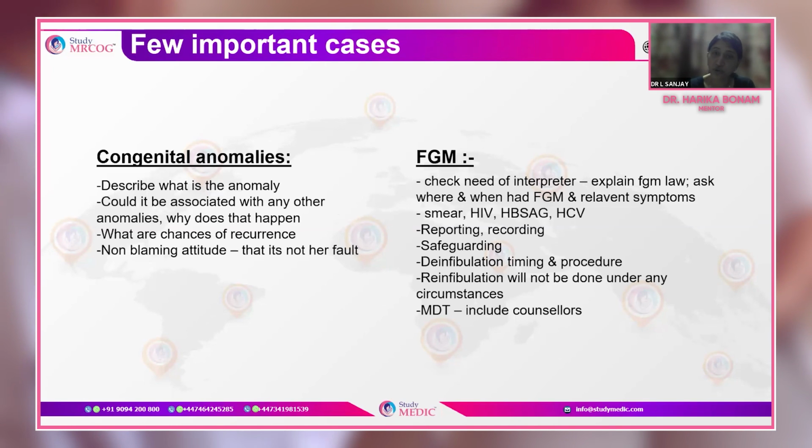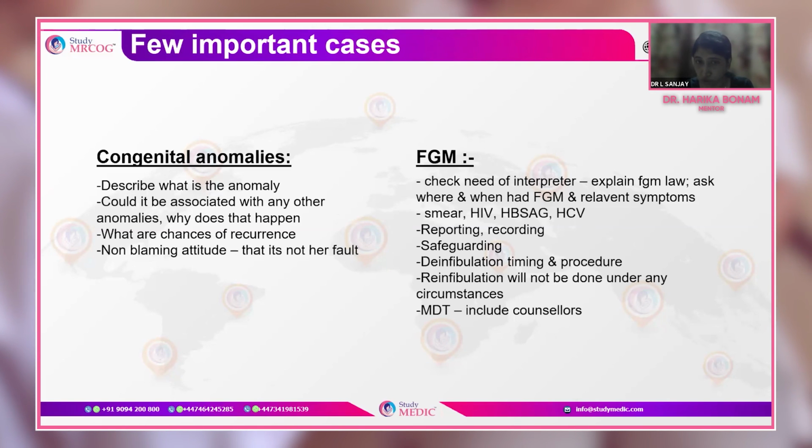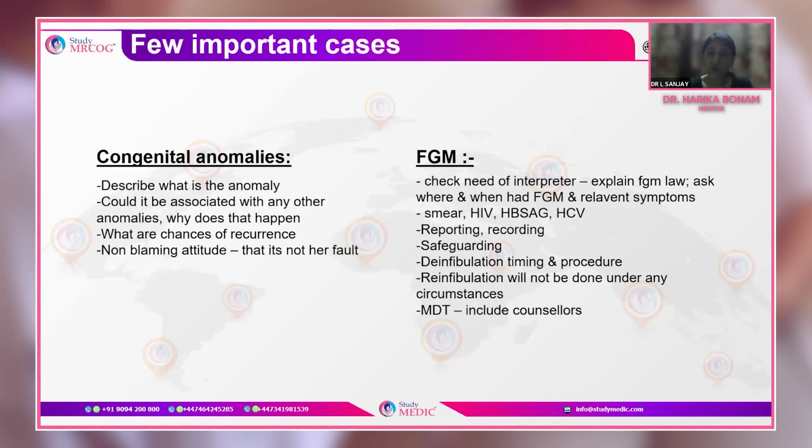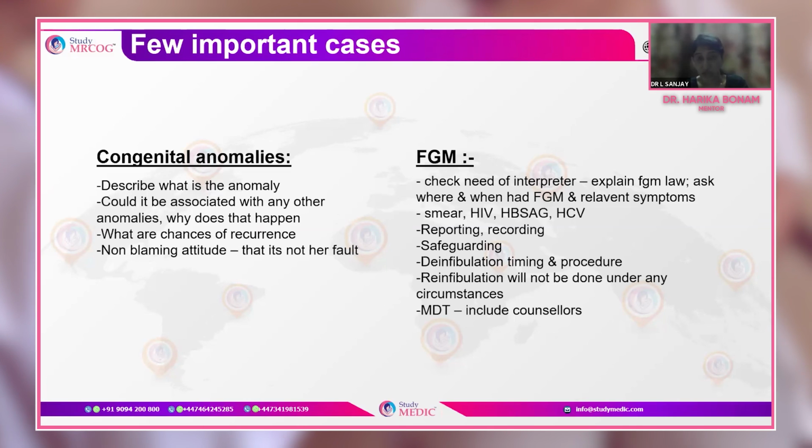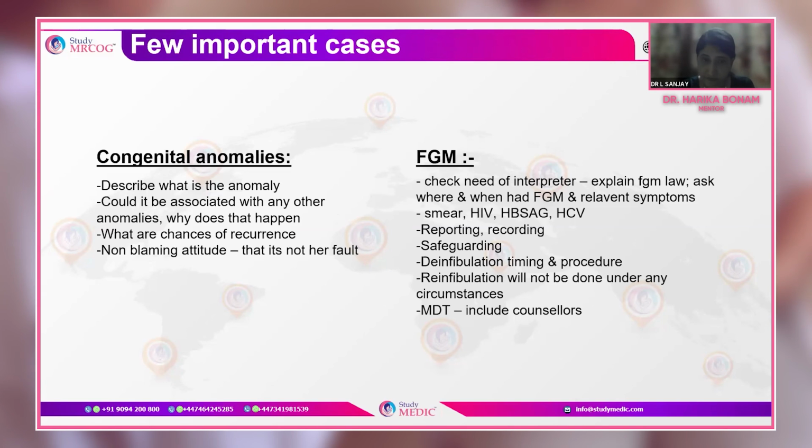It is very important to document in all the places the vaccination of the female child in the discharge summary and all those things you have to talk. You have to talk where you will be doing the defibulation, the timing, at what gestation you will be doing, or in the labor you'll be doing, and what is roughly the procedure. Or if she undergoes cesarean, post-cesarean, you can do all these things. You have to talk. And you have to tell that under any circumstances, re-infibulation will not be done.